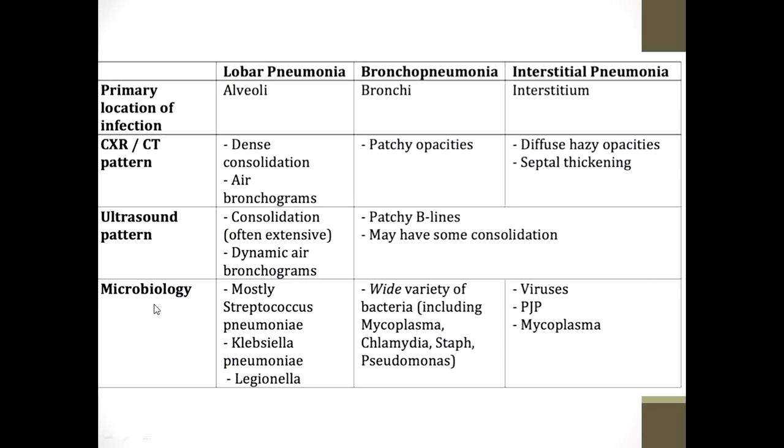If we go for the microbiology, in most cases of lobar pneumonia the cause is Streptococcus pneumoniae, but other organisms can also give a lobar appearance of the lungs on the X-ray, like Klebsiella and Legionella. In bronchopneumonia, the causative organisms would most likely be a wide variety of atypical organisms like Mycoplasma, Chlamydia, Pseudomonas, and sometimes Staph aureus. Interstitial pneumonias are due to some viruses, PJP (Pneumocystis jirovecii pneumonia) and Mycoplasma.